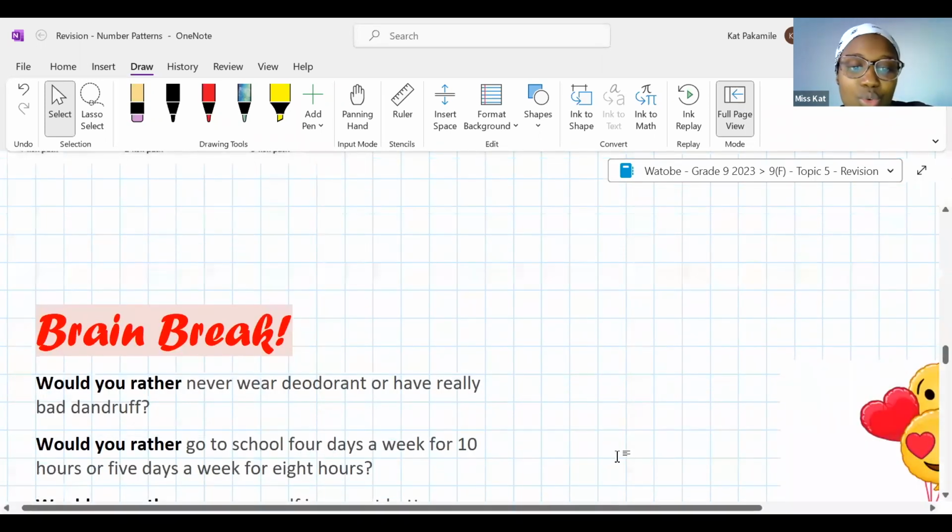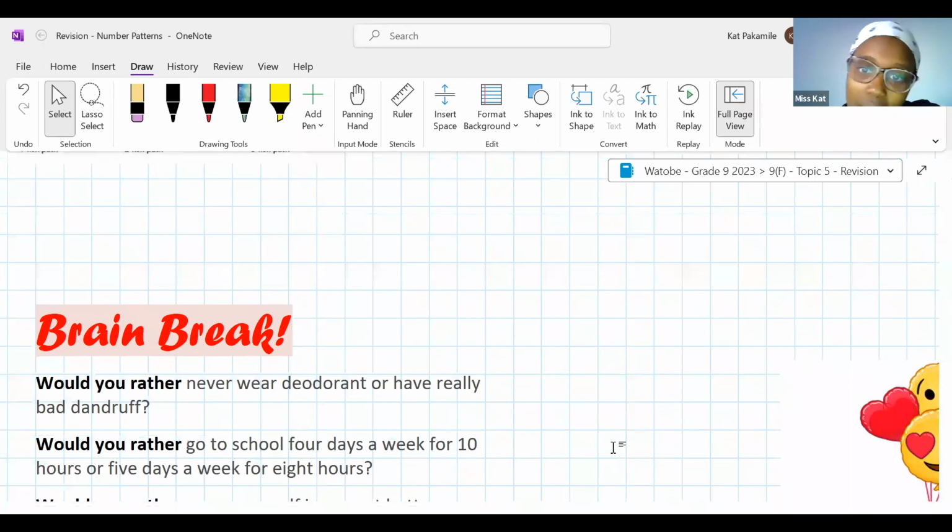Would you rather go to school for 4 days but 10 hours or 5 days for 8 hours, which you do now? So would you rather take away a day but stay at school for 2 extra hours? Imagine having to stay at school. Guys, just think of how you feel in that last period at school. So you're all sticking to 5 days. You don't want a 3-day weekend. Everyone's like 5 days.